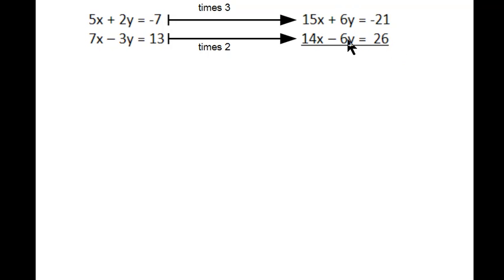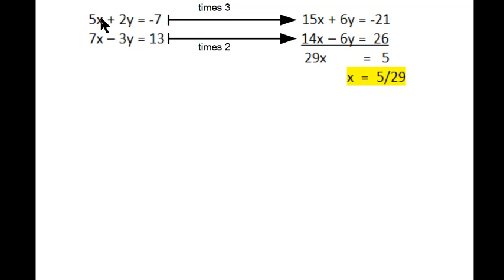Now I see that if I add these, going straight down, add my x terms, add my y terms, add my number terms, the y's will go away, so that makes me real happy. So I add these, I get 29x, 0y, that part just goes away. And then negative 21 plus 26 is 5. Now I have an equation with just x. I can solve it because it just has one variable. So I divide both sides of this equation by 29, and that gives me x equals 5 over 29, just a fraction.